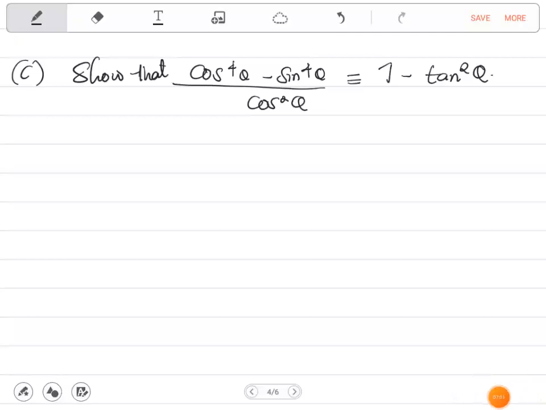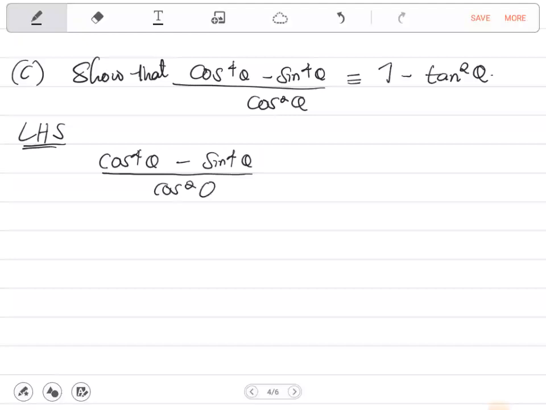This other one says show that cos 4 theta minus sine 4 theta over cos squared theta is equivalent to 1 minus tan squared theta. So we are going to take our left hand side because it's the bigger side. Let us first rewrite it: cos to the power 4 theta minus sine to the power 4 theta over cos squared theta.